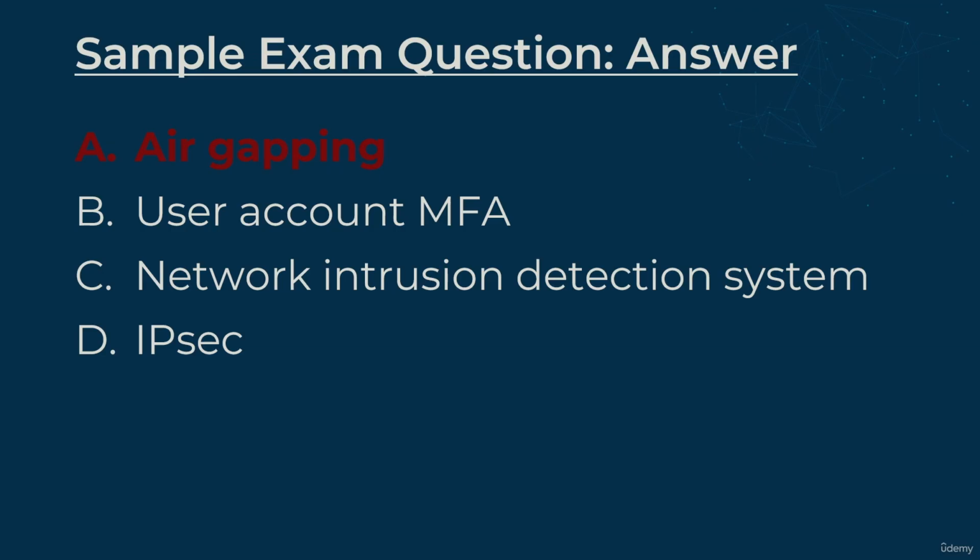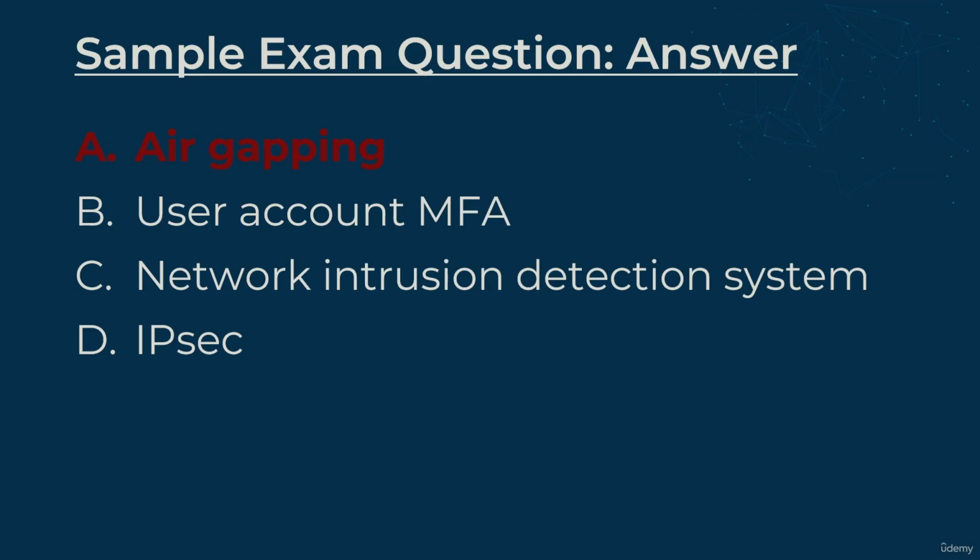Now that doesn't mean it can't be defeated. If you have a user with an infected laptop or USB thumb drives that goes into that network environment and connects to the network or plugs the USB thumb drive into a machine, then it could be infected somehow. Now that's just an infection. It wouldn't allow remote access, but still, it's a problem. So air gapping is the correct answer.